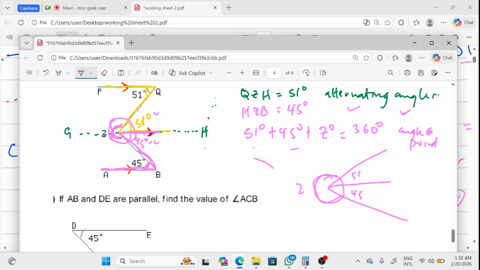The value of Z plus 51 plus 45, they all make a complete circle. Nothing is interrupting them. So those three angles, when you add them together, should give you a complete circle, which is 360. Now, how do you get Z? Just subtract 51 and 45 from 360.